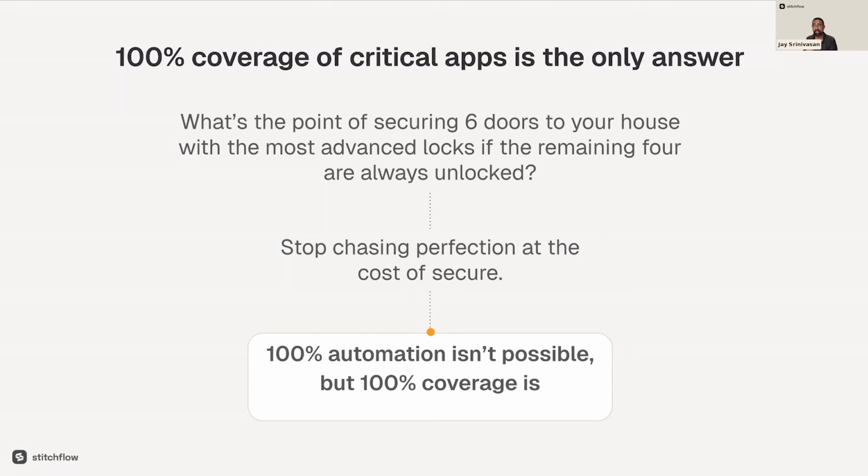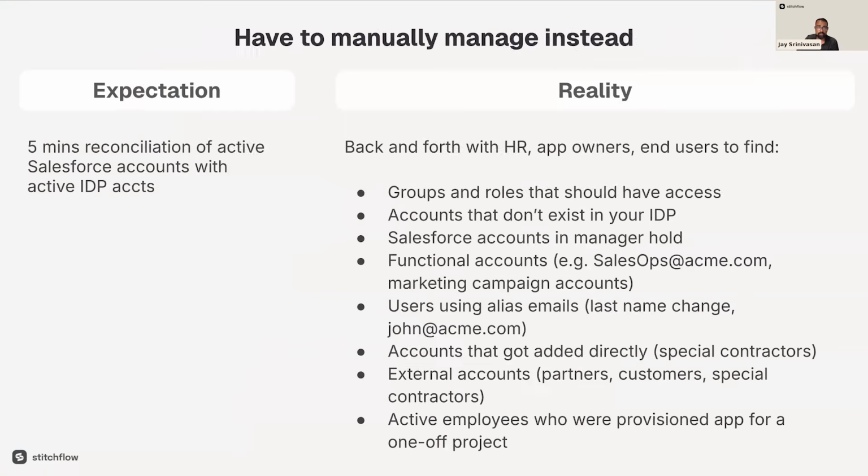So my simple take here is you have to stop chasing perfection, trying to automate everything, because it's not possible. These tools don't allow you to do that. And don't do that at the cost of actually being secure. 100% automation is not possible. However, I'm going to show you that 100% coverage is. And that is the fundamental philosophy behind how Stitchflow approaches disconnected applications. So what do you have to do, and I'm just going to highlight the pain involved in actually dealing with disconnected applications if you're trying to be 100% secure.